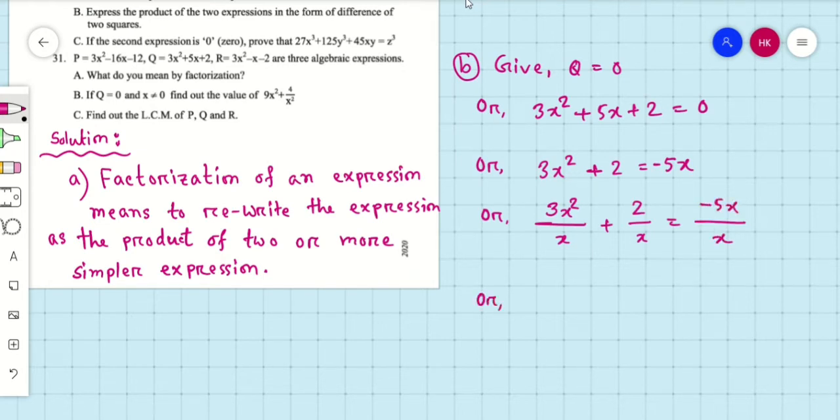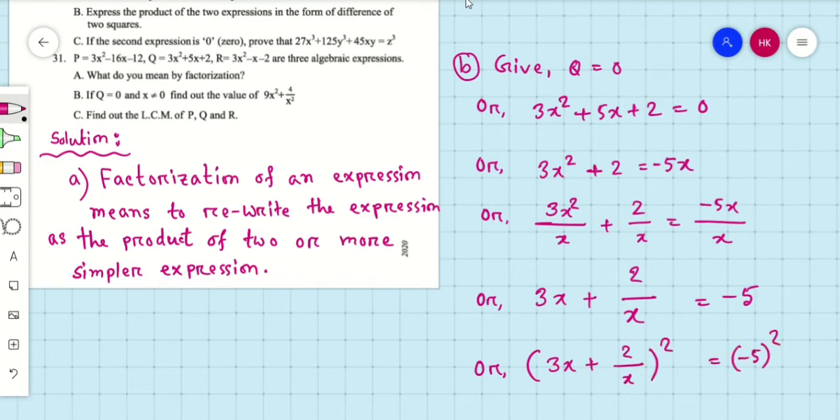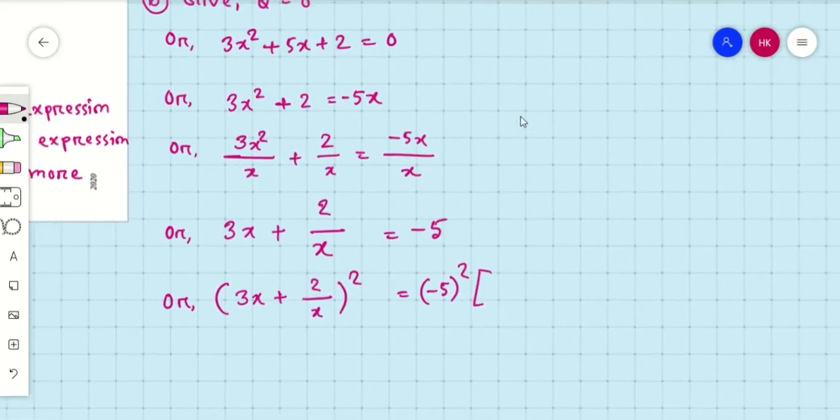Now we can get x square divided by x should be 3x plus 2 by x is equal to minus 5. Now we take squares on both sides: (3x + 2/x) whole square is equal to minus 5 whole square, and we have to give a side note here. The side note should be: by taking square on both sides.